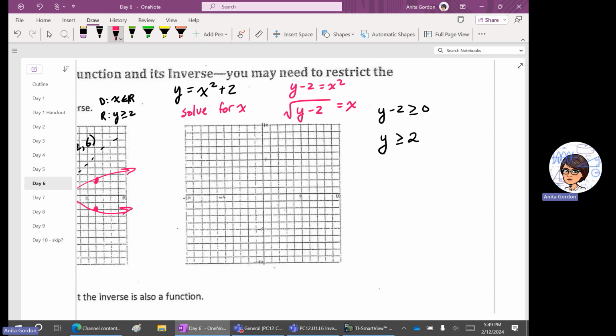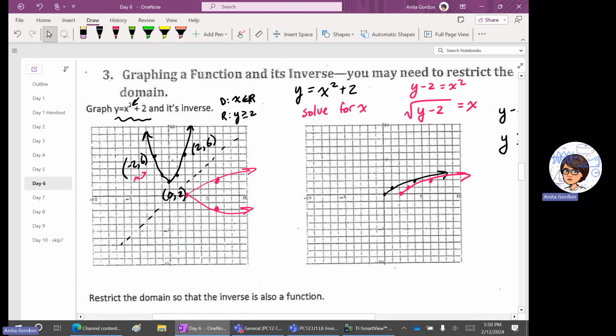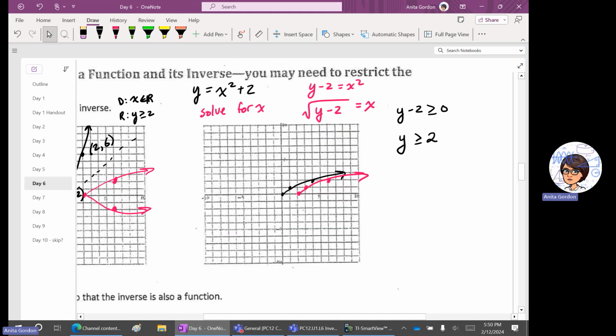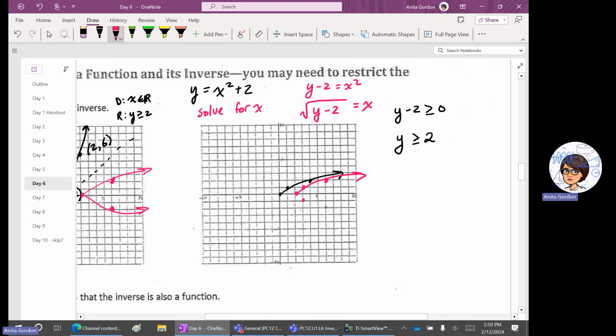So this is a square root function shifted to the right 2 points. A square root function normally looks like 0, 0, 1, 1, 4, 2, like this. If I shift it over to the right 2 spots, I'd end up like this: 1, 2, 3, 4. And guess what? This pink function is this pink function, but we have restricted the domain because we know that we cannot take a square root of a negative number.